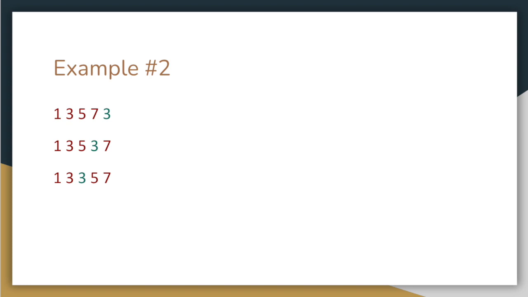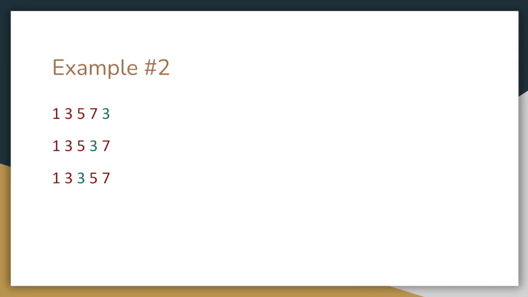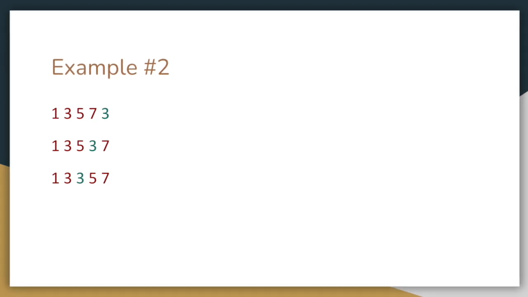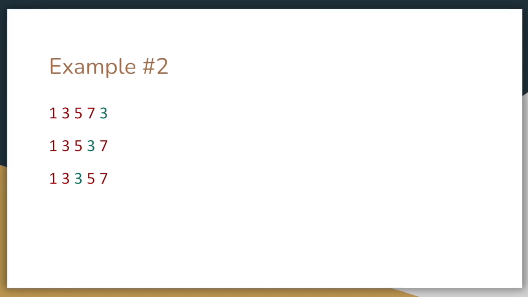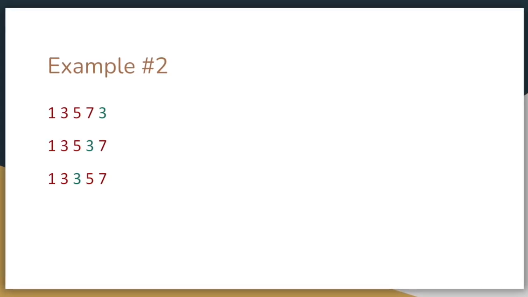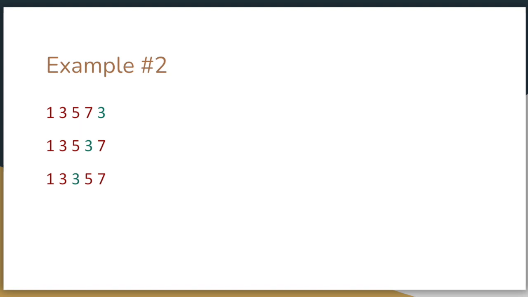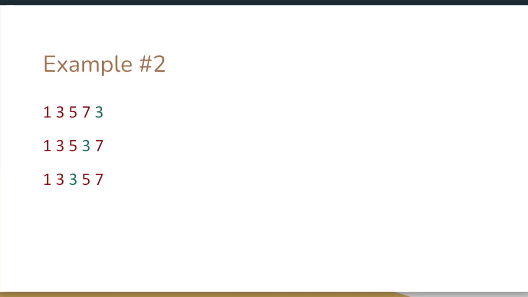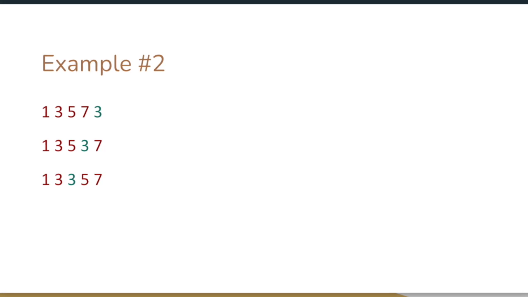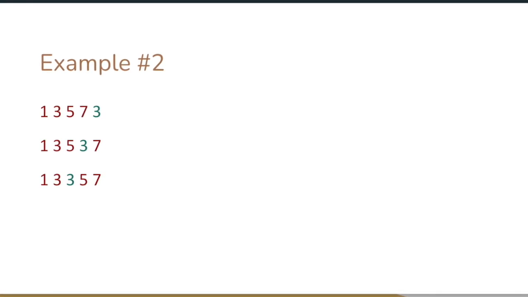So now we're going to be looking at another example, but this time we're going to be inserting a number that is not unique to the list that already exists. So we have the current list in red, 1, 3, 5, 7, and then we're going to be inserting that number 3 that is in green. So the first thing we're going to do, just like every other time, is take the number 3 and compare it to 7. And 3 is less than 7, so we know that 7 has to get shifted down 1, and 3 is going to go where 7 was.